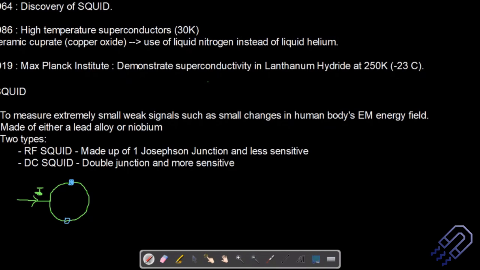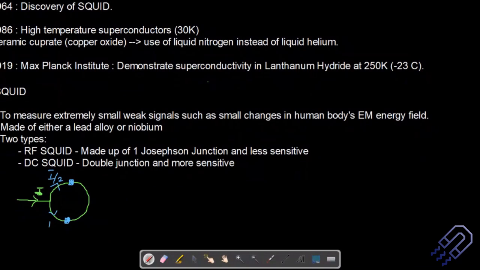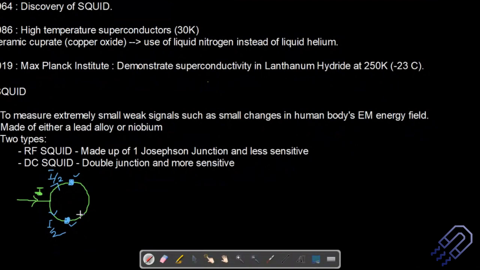And you know superconductors have no resistivity. So whenever you have the current, you will have a current I by 2 flowing through this, and an equal current I by 2 flowing through this. They will have interaction at this junction, and then finally they will cross over. You will have the final current here at this end. So this is how a double junction is constructed. In the absence of any kind of magnetic field, this input current will split into two, I by 2 and I by 2.